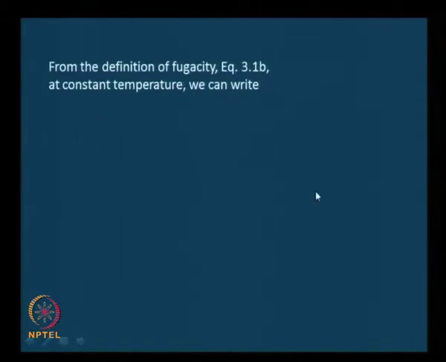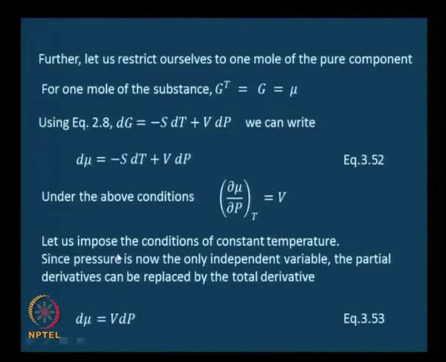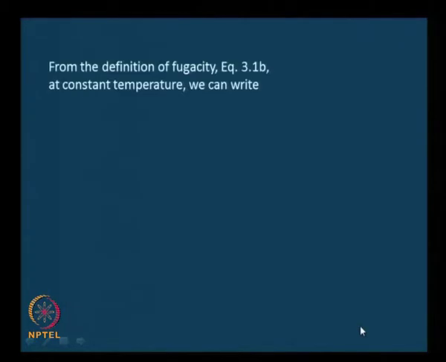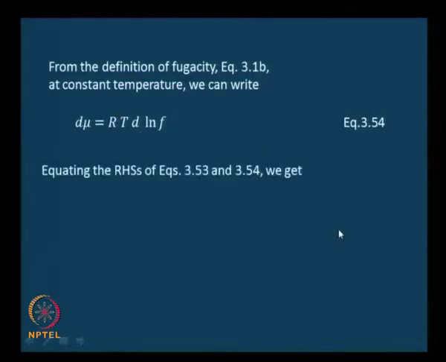Now, in this equation, we have d mu equals V dP, equation 353, and in equation 354, we have d mu equals RT d ln f. And they are the same quantities on the left hand side, so let us equate the right hand sides. If we do that, equating the right hand sides of equations 353 and 354, the previous two equations, we get RT d ln f equals V dP.